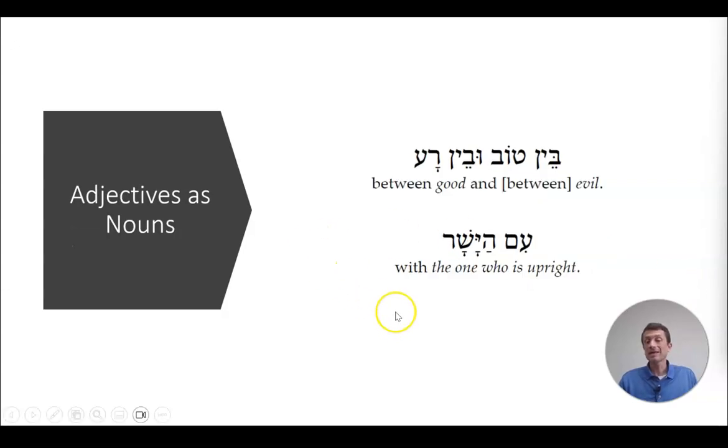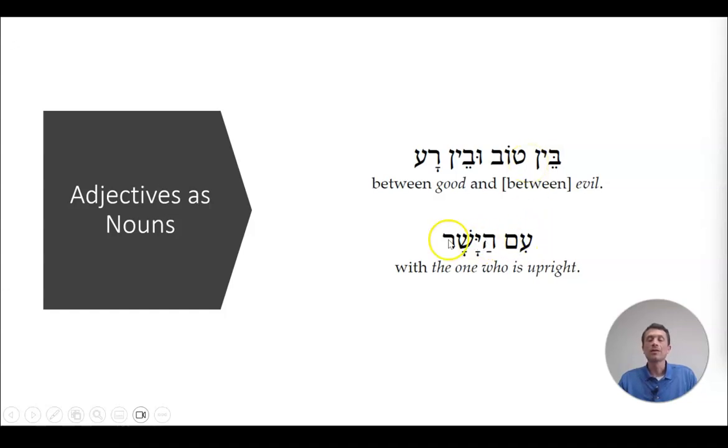Adjectives can also stand alone as nouns, kind of take the place of a noun in a sentence, and when that's the case, they just stand alone. So here we have it as the object of a preposition, between good and evil. Remember that word between, bein, it's used twice in Hebrew, but you only translate it once. Literally, it's between good and between evil. In English, we just say between good and evil.